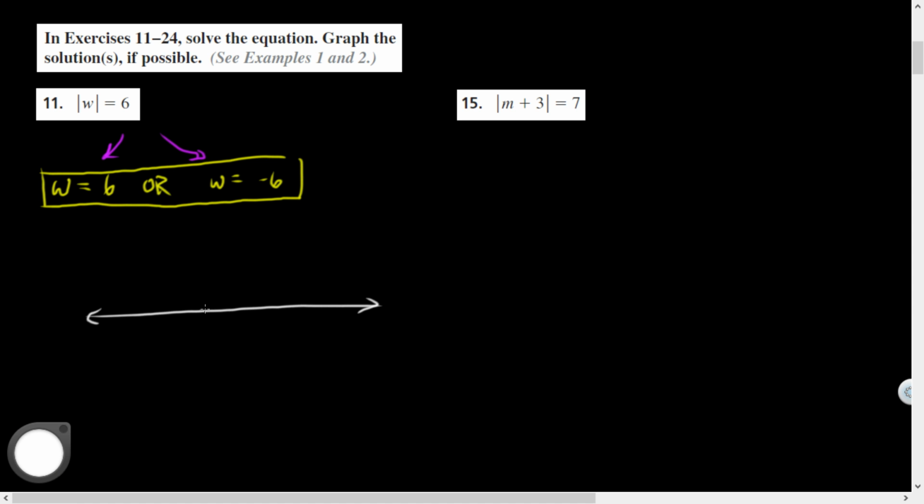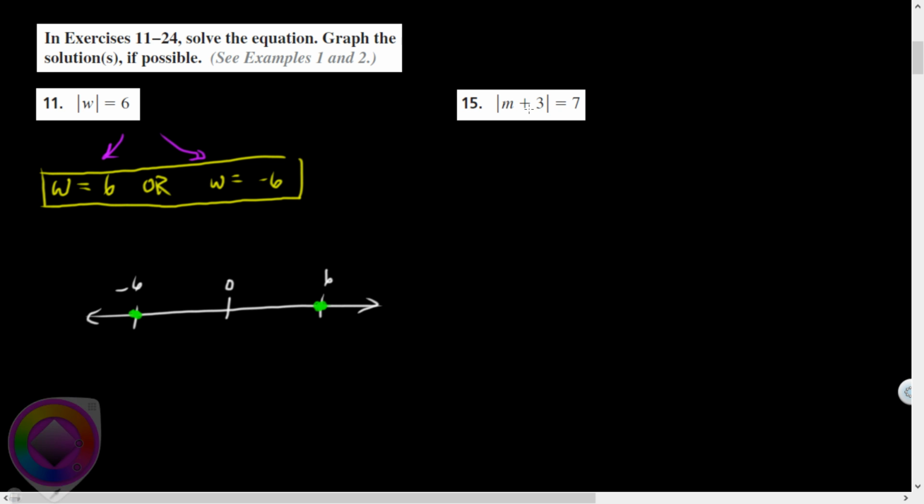And I can graph them on a number line. My graphs, I'm not looking for anything fancy, just like this, right? So you don't need to fill in all the tick marks. And then when I graph, let's see, W equals 6 is right here. W equals -6 is right there, okay? So let's look at this next one, a little more interesting.